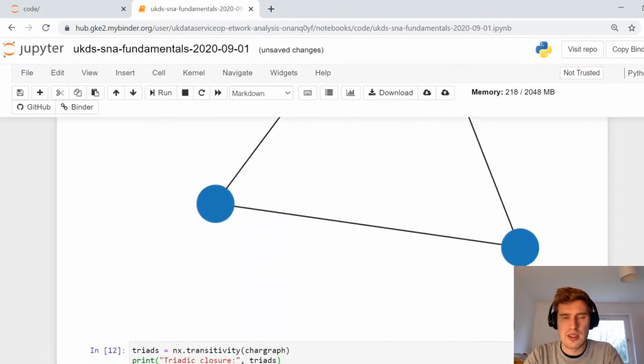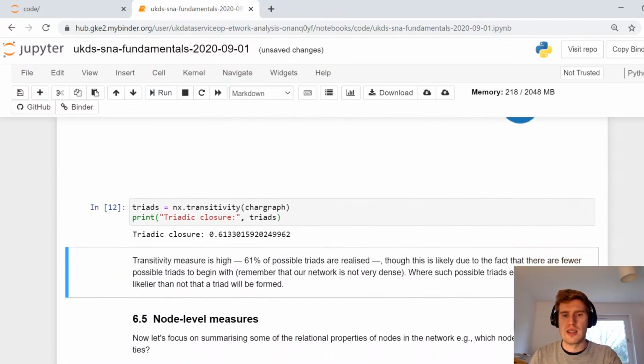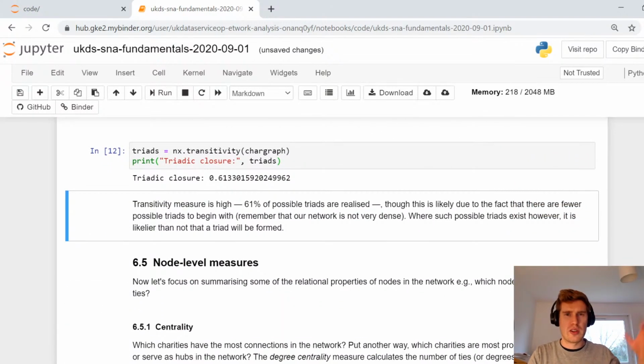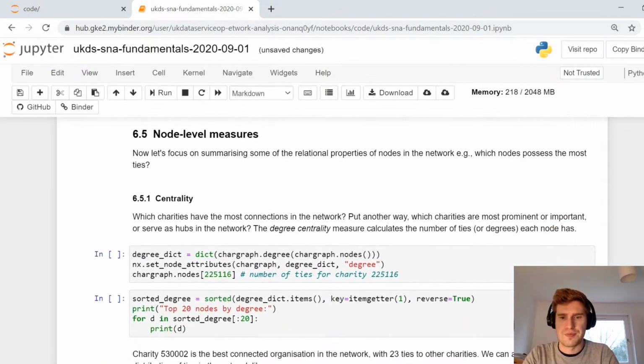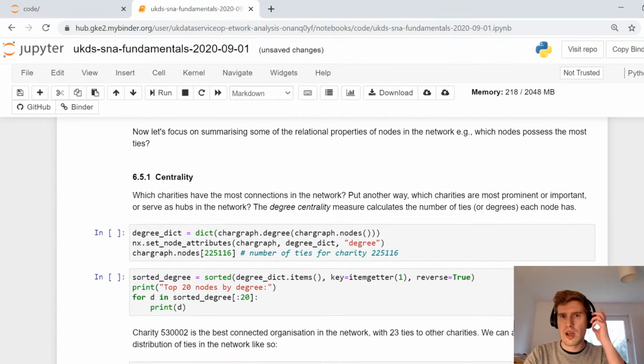So that just gives an idea that in my network, if a charity knows another charity through a common link, then there's a pretty good chance, a better chance than not, that those two charities will actually form a connection themselves.